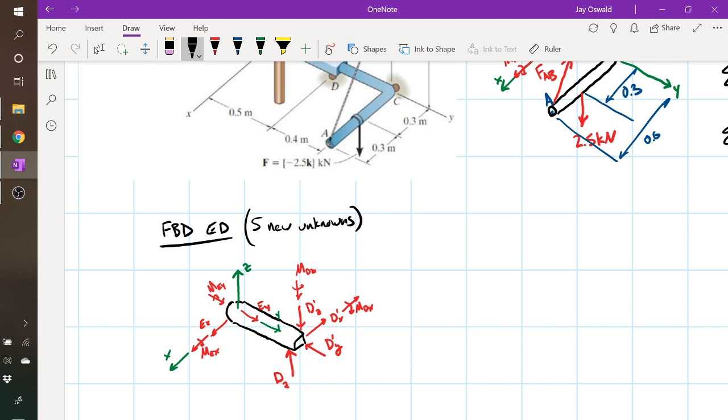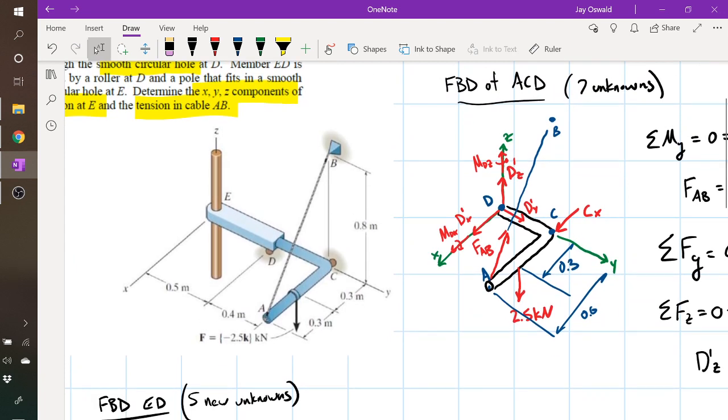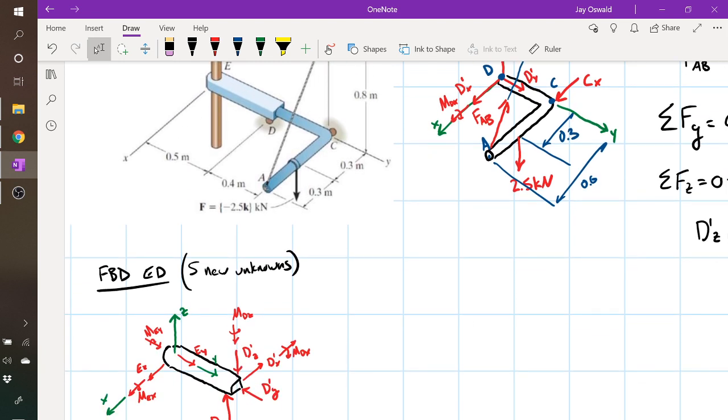Wait, what? No, 5 new, right? So MEX, EX, MEOI, EY, that's 4, and then just DZ. Everything else is coming from the other body, right? So if you look, 5 unknowns plus 7 unknowns is 12. We should have a solvable system. A little late to know that now, but anyways. Okay, so what can we do here?